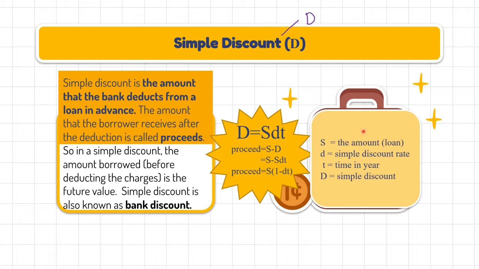So here, this is the information for S, d, T, and capital letter D. S is the amount of loan. Small letter d refers to the simple discount rate. Meanwhile, T is time in years and capital letter D is simple discount.